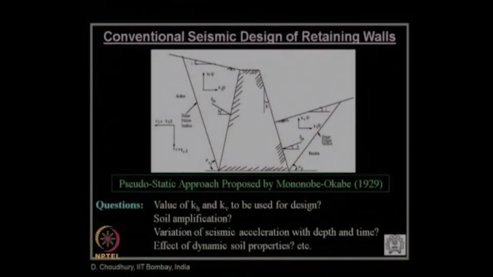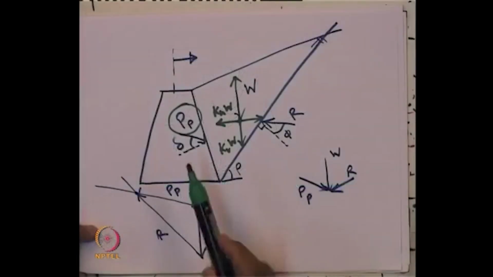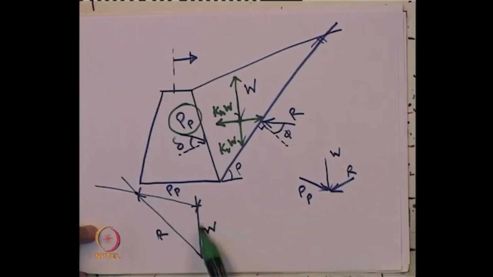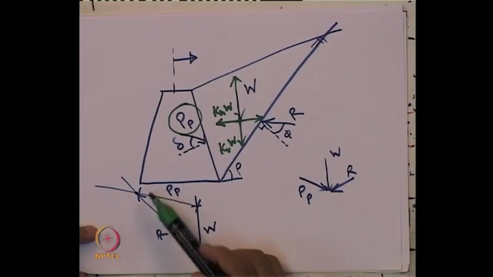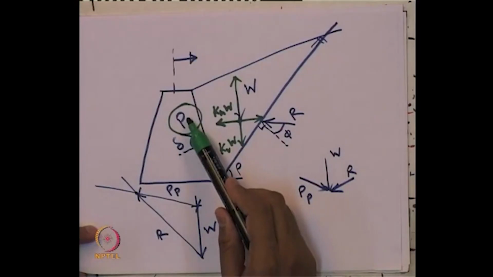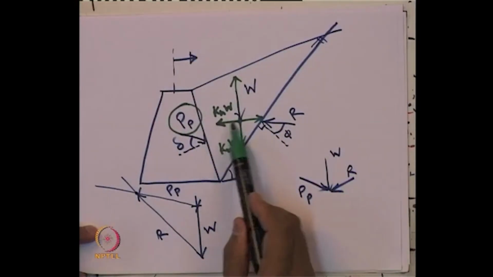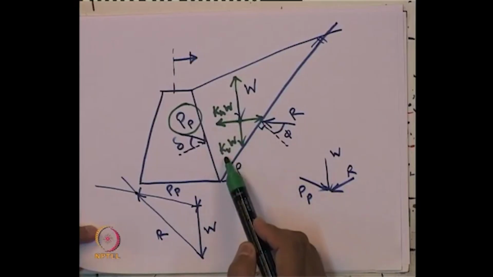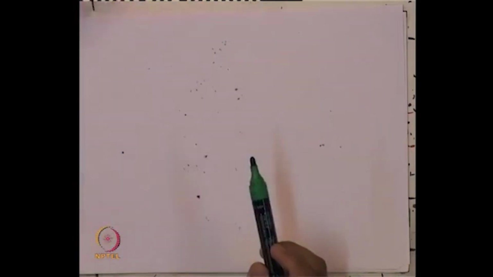Also, this is for the active state, as you can see over here. Similarly, for the passive state also, we have seen the Coulomb's passive earth pressure closed triangle or force polygon, where W is again known, and for R and Pp their directions are known, but their magnitudes were not known. Using this force polygon, since all the forces are concurrent, we can get their magnitudes also. This is Pp, the passive earth pressure, this is the soil resistance, and in addition to that, kh W and kv W have been introduced by Mononobe-Okabe for pseudostatic analysis.